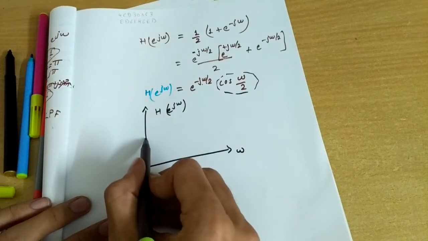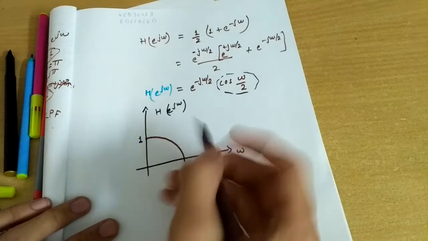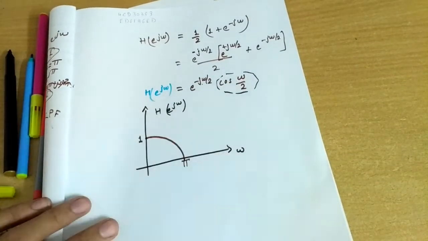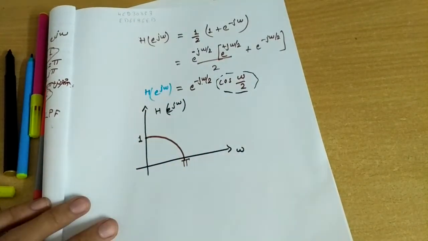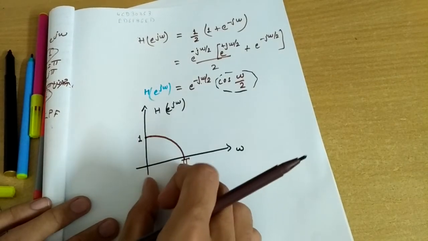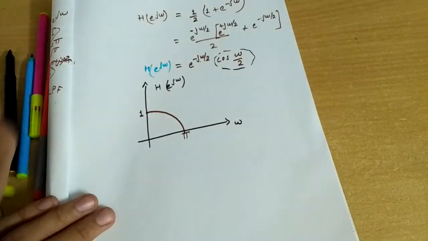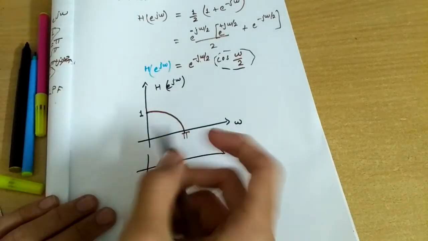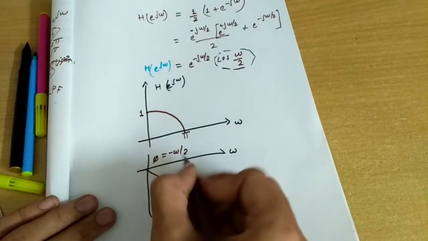Since we know that the cosine function starts from here and its value is 1 over here, at π it will be 0 because cos(π/2) is 0. So at ω = π, we get the answer as 0. Since our digital frequency is limited to π only, I am not extending the curve beyond π. Now I am plotting the phase as well, and as we know the phase is minus ω/2, so it will be a straight line passing through the origin.